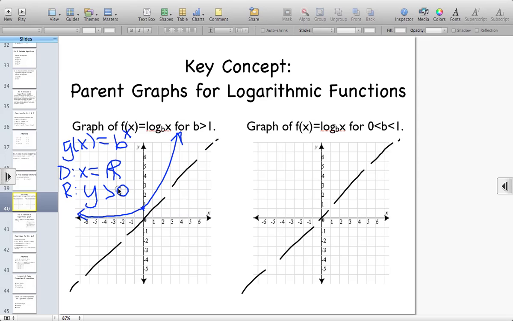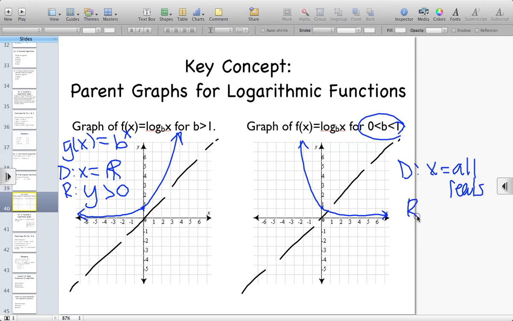Now if we take a look at what happens when b is between 0 and 1, these were what we called exponential decay functions. So as x approached positive infinity, y actually approached 0. And then as x approached negative infinity, then you had y approaching positive infinity. So the domain is still the same. X is equal to all real numbers.